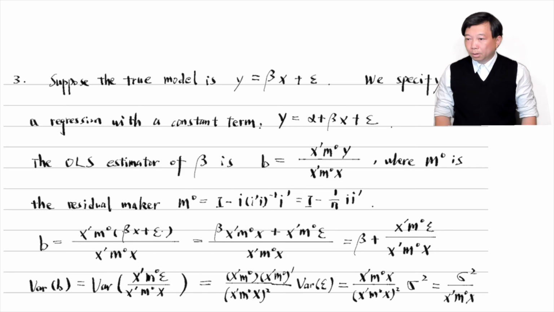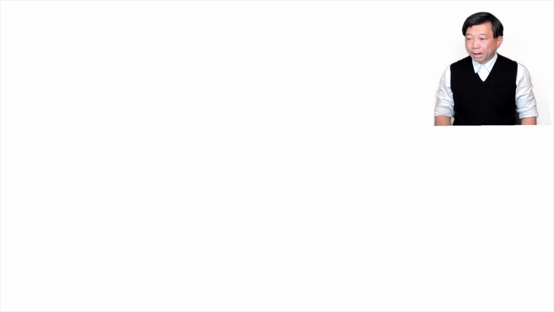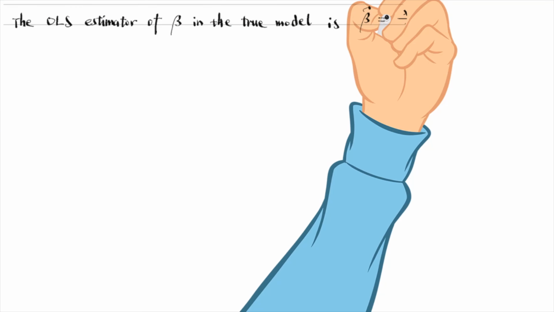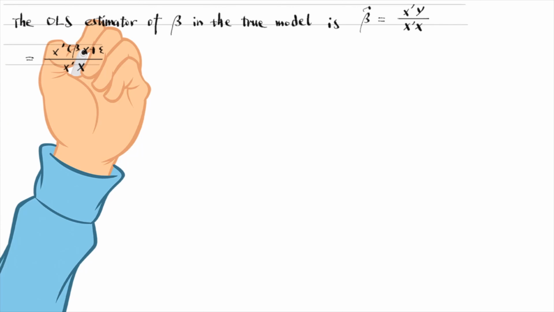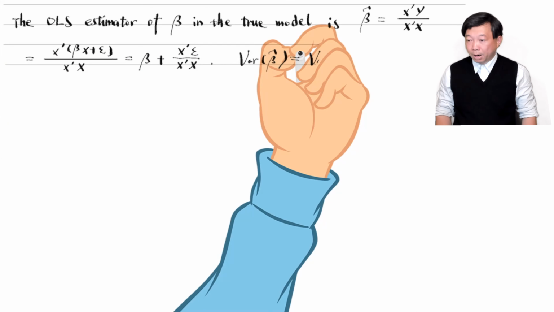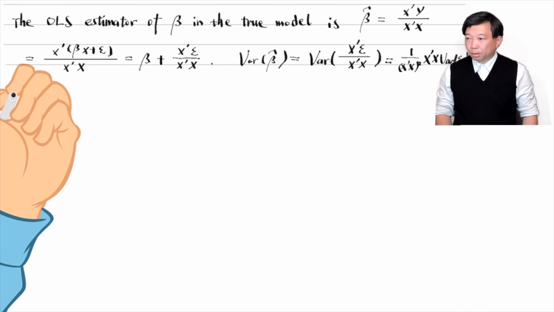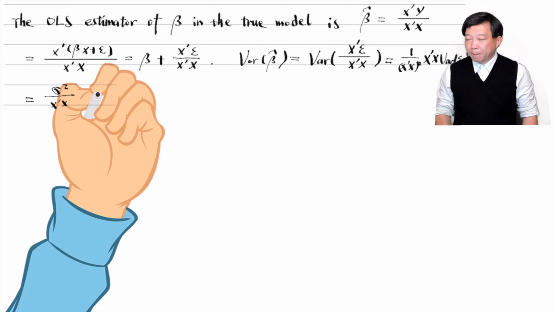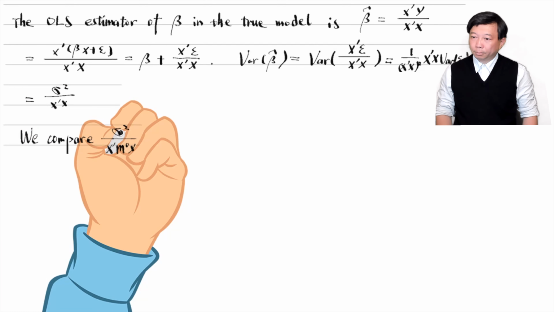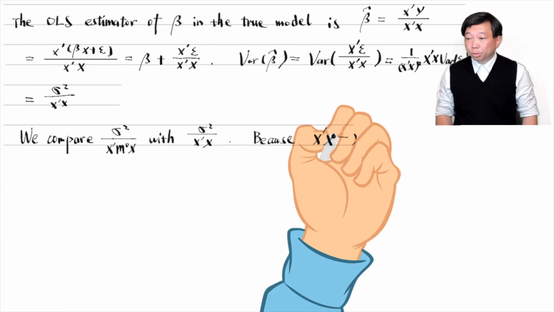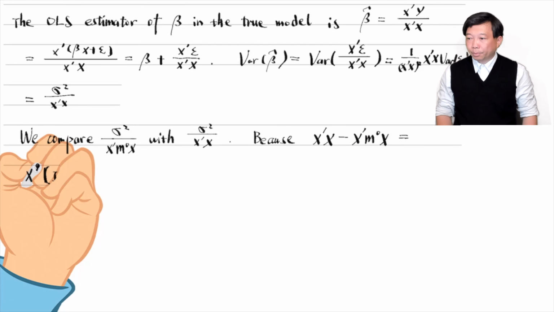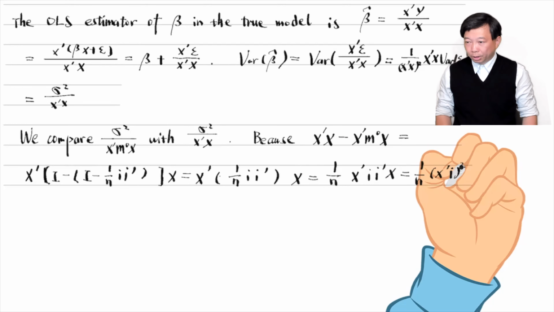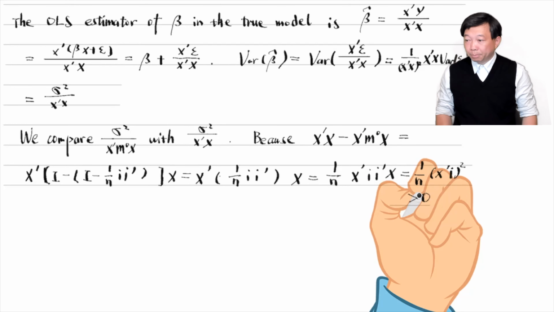On the other hand, for the true model, the OLS estimator of beta is beta hat. We can also write its variance, sigma squared divided by x prime times x. We will compare the two variances. That is, to compare the two denominators. We can show that x prime times x is larger than x prime times m0 times x.